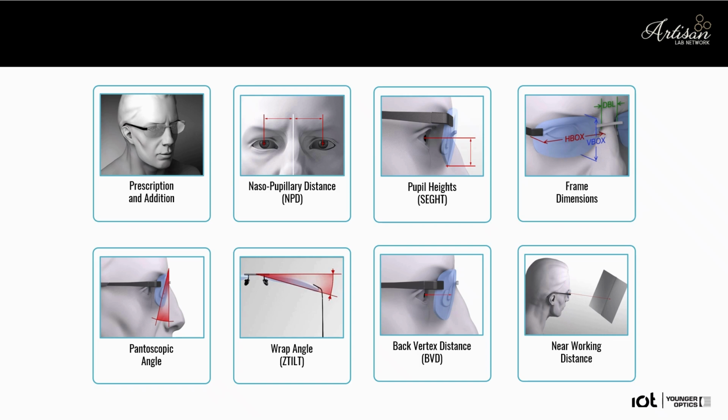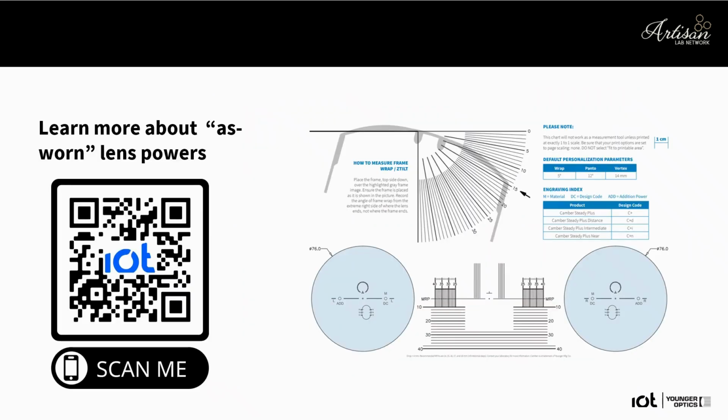If, however, you take and transmit any advanced measurements to the lab, they will be used to make a more tailored design for your patient. Advanced measurements for Camber Steady Plus include wrapping angle, pantoscopic tilt, and vertex distance. You're welcome to provide one or all of these measurements to your lab. If provided the near working distance and minimum fitting height, the corridor length can also be chosen by the optician in the Camber Steady Plus progressive lens. Pretty cool, right? And you may scan this to get more information.